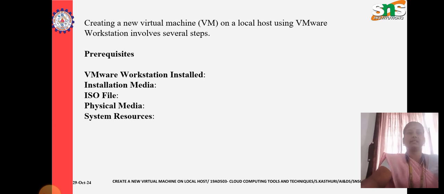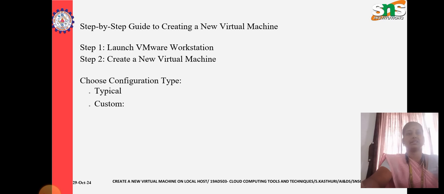So for the step-by-step guide to create a new virtual machine. The first one is launching VMware Workstation. Open VMware Workstation, double click the VMware Workstation icon on our desktop or find it in our applications list. The next one is create a new virtual machine. For that we have to start the VM creation process. Click on create a new virtual machine from the home screen. Choose configuration type, typical or custom.